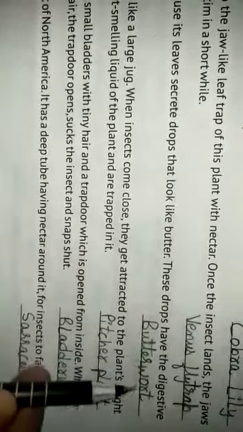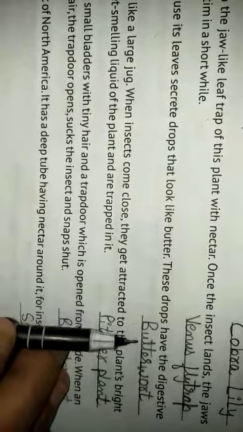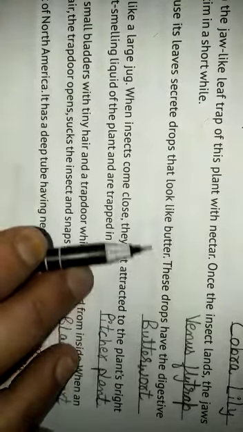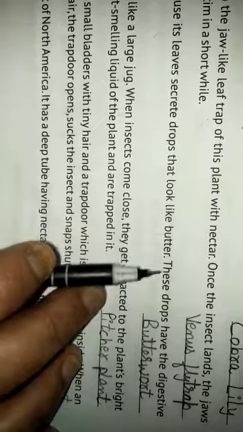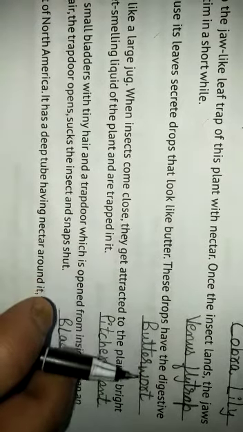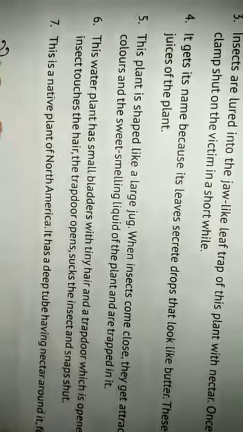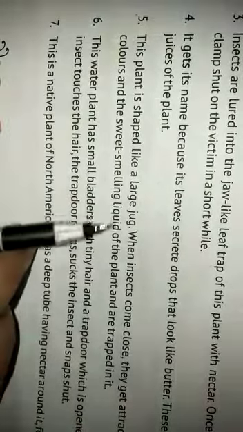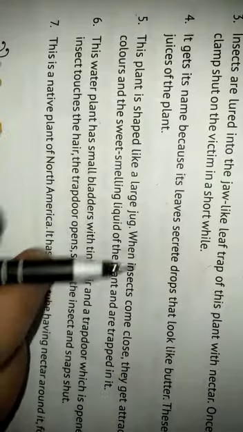It is butterwort. That is why it is known as butterwort, because the drops that the leaves secrete look like butter. B-U-T-T-E-R, butter, W-O-R-T, wort, butterwort. Let's move on to question number 5. This plant is shaped like a large jug. The shape of this plant is like a big jug.